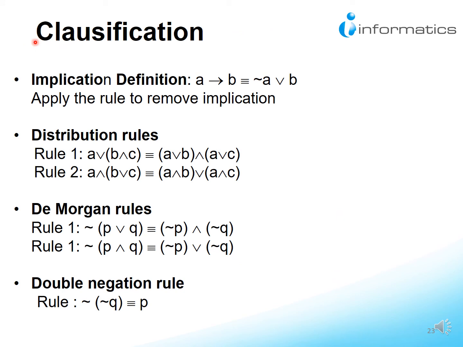Here is a brief guideline for clausification. First, we remove the implication: A implies B is always replaced by not A or B. Then we apply the distribution rule, De Morgan rule, and double negation rule until you find the statement in conjunctive normal form. The distribution rule distributes and/or into parentheses. The De Morgan rule distributes negation into parentheses. The double negation rule cancels two negation operators.